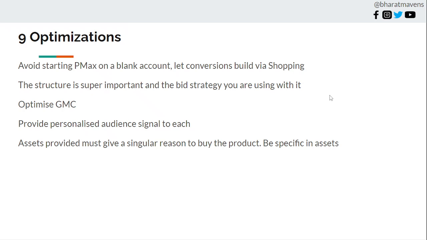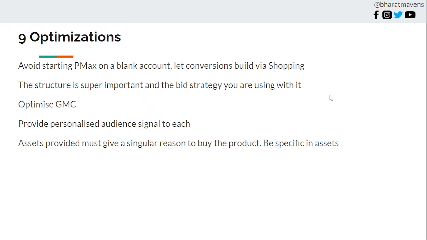Not many people know about this, but whenever you give assets to a Performance Max campaign, make sure that the images and videos you give have a single reason to buy the product. It should not be that you are talking about the benefit of the fabric, the benefit to the customer, and the social proof, everything included in a single image or a single video. This might confuse the audience. Instead, give a single reason for them to buy.